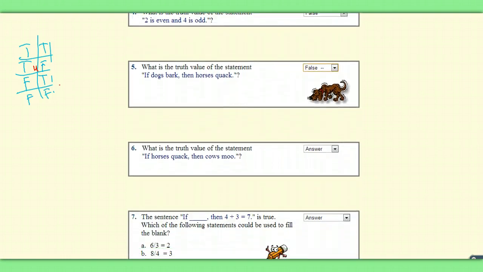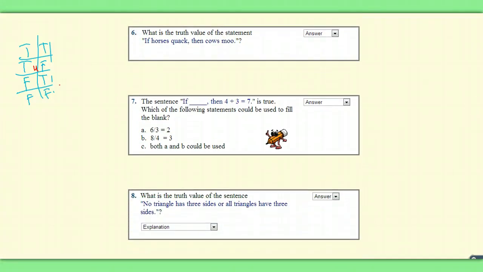Number 6. And what is the truth value of the statement, if horses quack, then cows moo? So we have another if-then. So true, false, the tough one to remember, true, true. Great. So now that's what we have. If horses quack, which is false, well, I know it's got to be a true statement. It doesn't matter if cows moo or not. So cows moo, that's true. So it is this situation. So that is a true statement. Let's see if we're correct. Great.